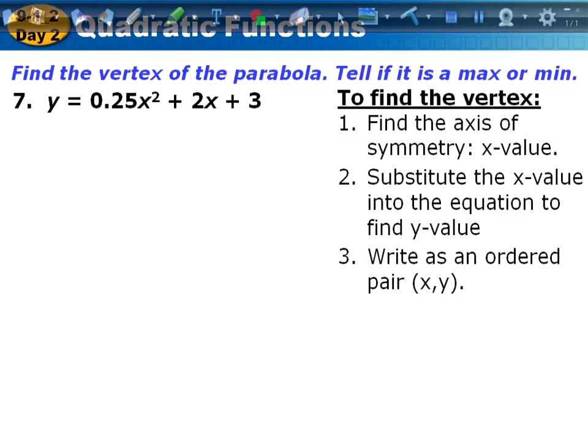But to find the vertex, here's our steps. We're going to find the axis of symmetry, which is going to be the x value of our vertex, because again, the vertex is an x and y point. So we're going to name our A, our B, and our C. You do not have to write down these instructions. Again, only what's on the left-hand side over here. A is 0.25, B is 2, and C is 3. Please make sure you write those down.